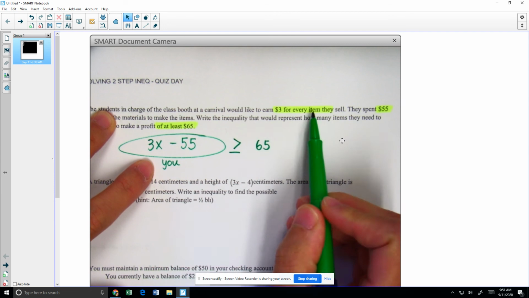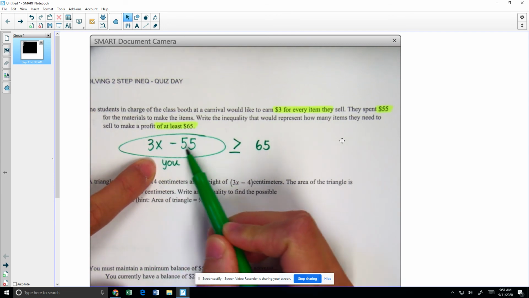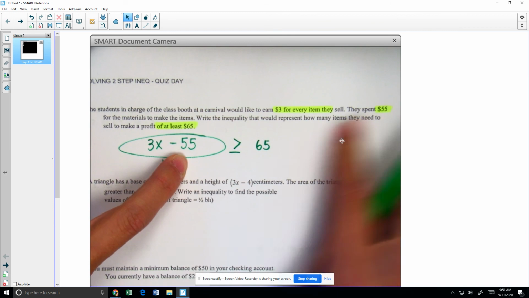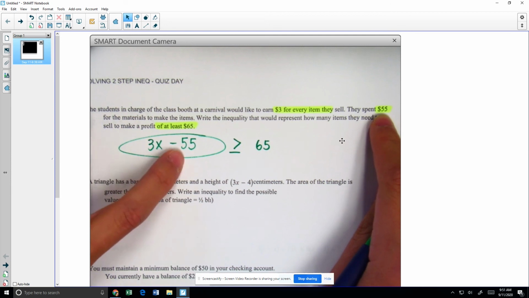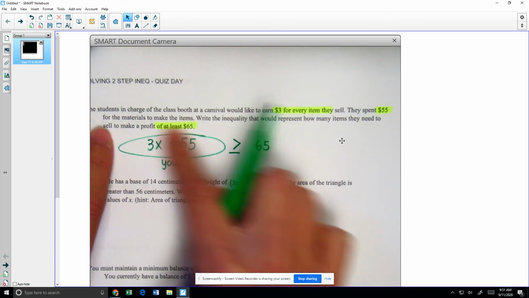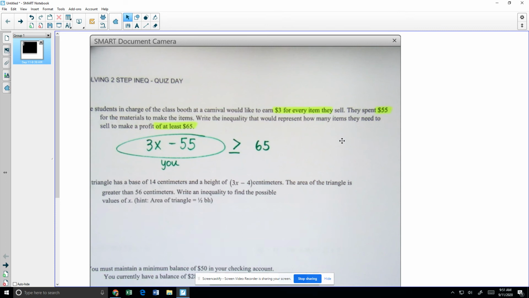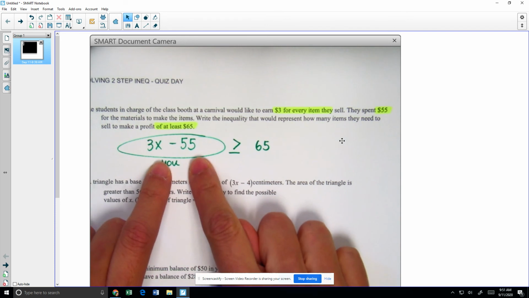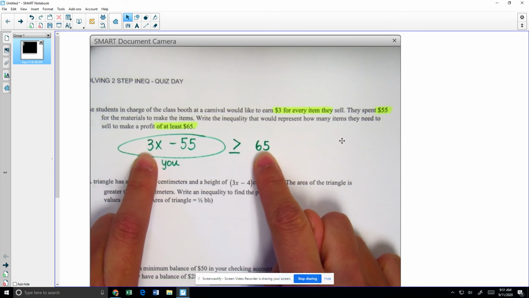I make $3 for every item I sell. How many items? I don't know. That's why it's 3x. But I have to subtract 55 after that because I spent $55 on the materials. That's money I've already lost because I had to buy the materials, so that's why you're subtracting it. You want all of this profit still to be greater than or equal to 65. I'm not going to solve it, but I would end up adding 55, dividing by 3. So yes or no, do I flip my symbol?